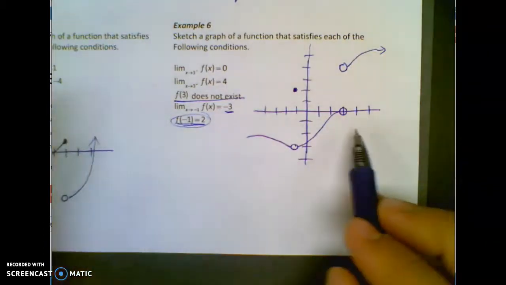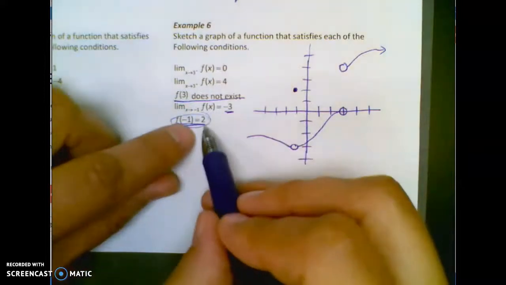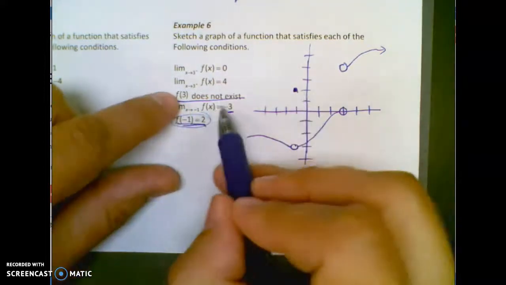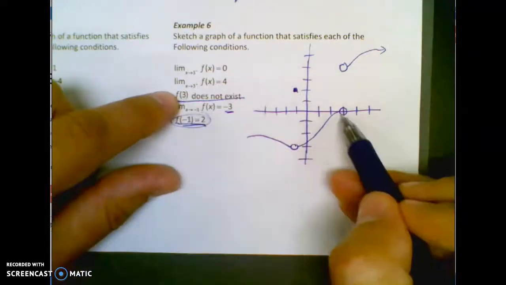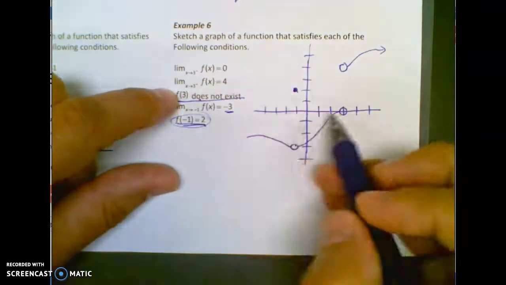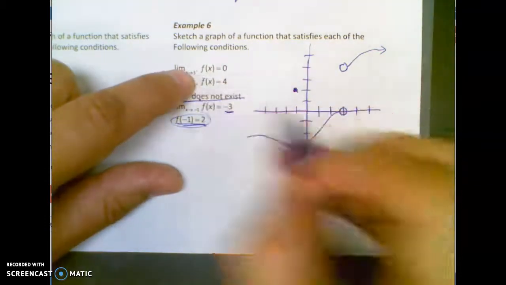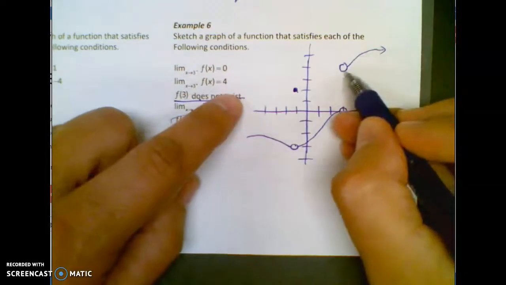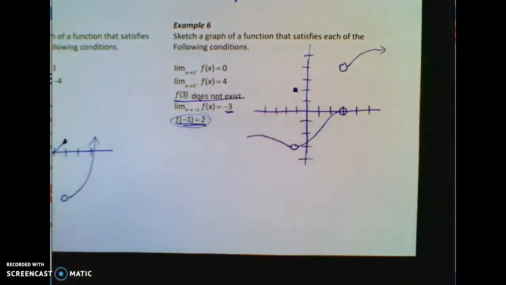So I want to make sure everything works. So first of all, do I have floating dot, -1, 2? Yes. Do I have no value at a 3? They're both open circles, so there's no existing number there. Do I approach 0 from the left of 3? Do I approach 4 from the right? Yep. So it all works out.